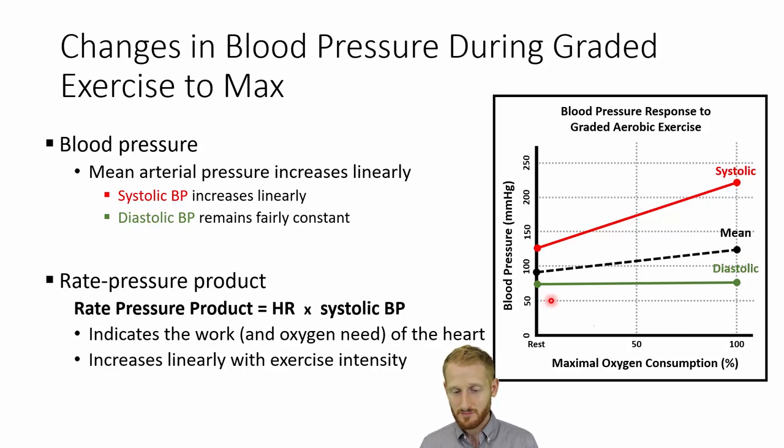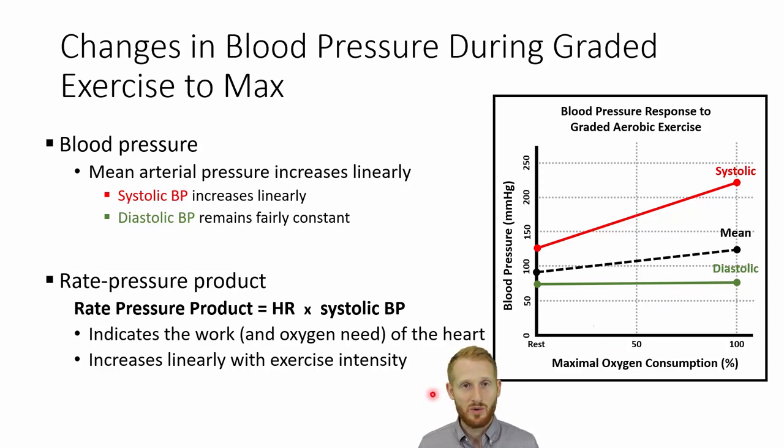The reason for this is diastolic blood pressure is primarily tied to total peripheral resistance, and we'll talk about maybe later why total peripheral resistance, or TPR, doesn't change a whole lot during aerobic exercise. But because mean arterial pressure is the calculation between systolic and diastolic blood pressure, if systolic blood pressure is going up and diastolic blood pressure is not changing, you're going to have an increase in mean arterial pressure, again driven by that systolic blood pressure.